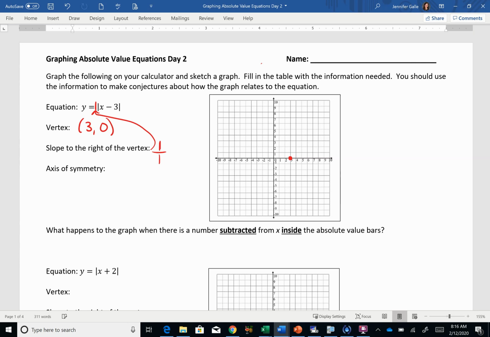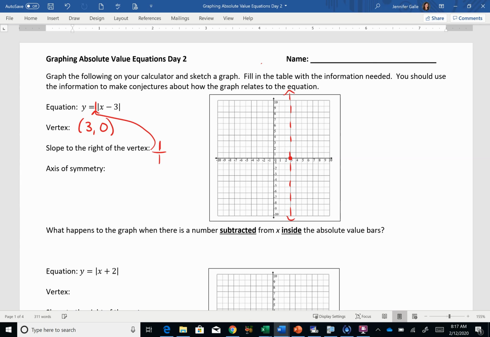The axis of symmetry, we saw that yesterday. That's that imaginary vertical line. So we just draw it dotted. It helps us graph. It goes through our vertex. It splits our graph in half. If we fold our graph in half on that vertical line, the two sides should match perfectly.